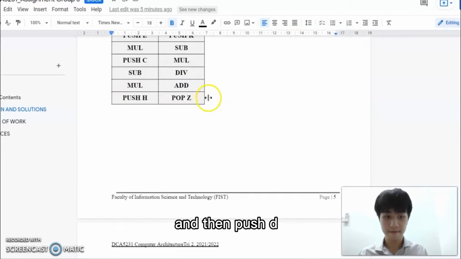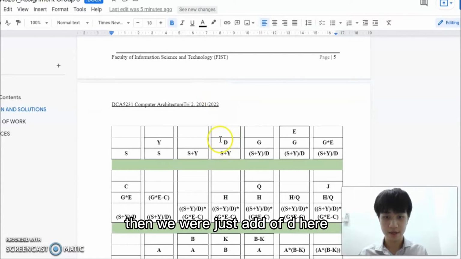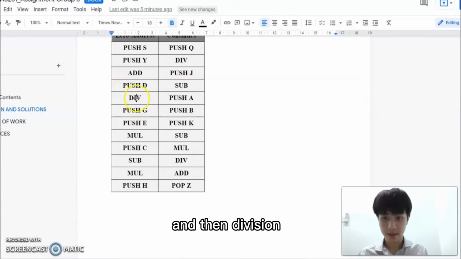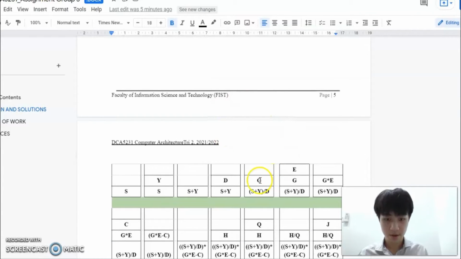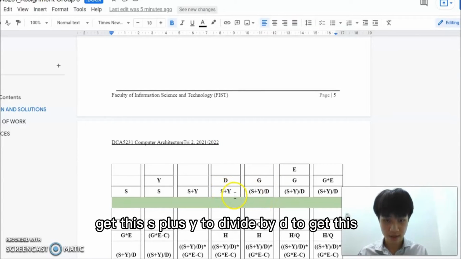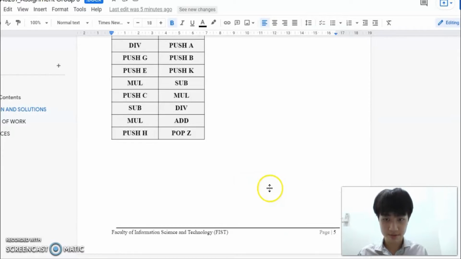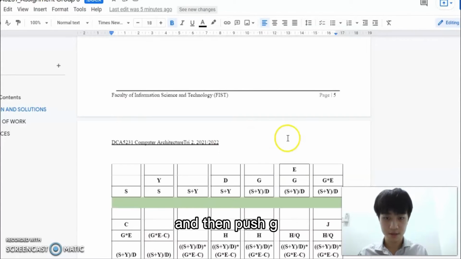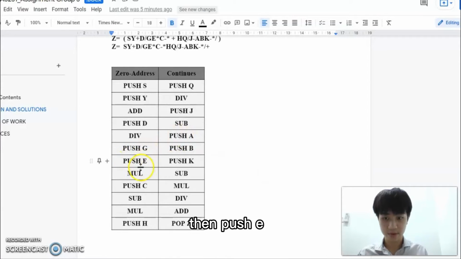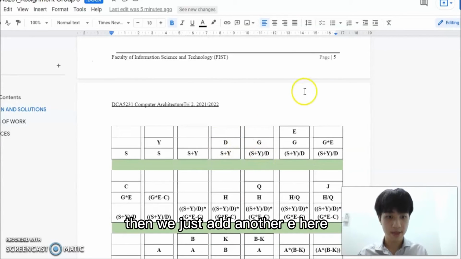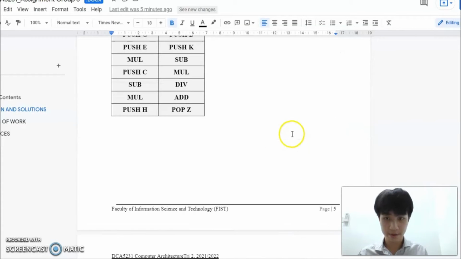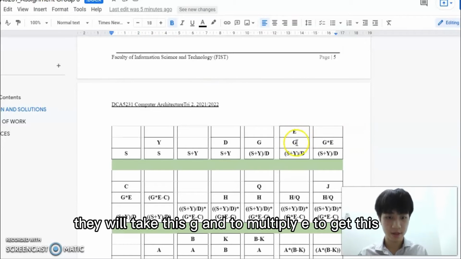And then push D, then we will just add a D here. And then division, we'll take S plus Y and divide by D to get this. And then push G, then we just add a G here. And then push E, then we just add another E here. And then multiply. Then we'll take this G and multiply by E to get this.